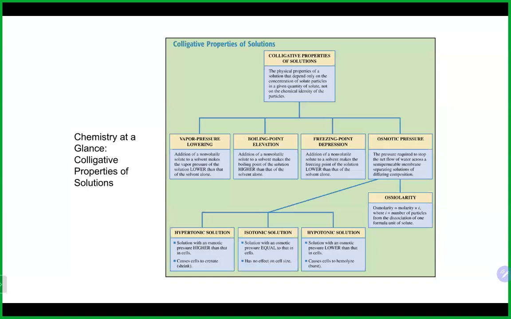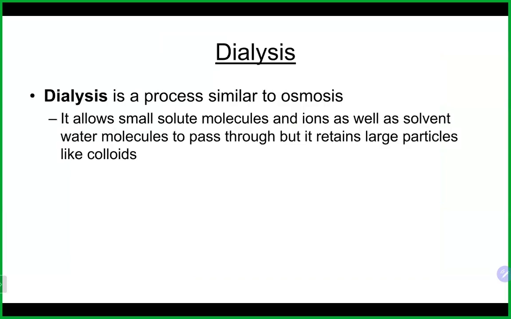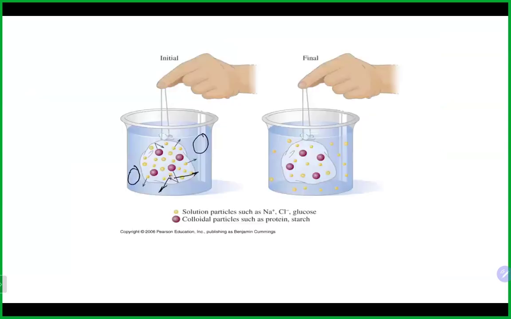Little flow chart from your book there. Dialysis is a process similar to osmosis that allows small solute molecules as well as ions and solvent molecules to pass through, but does retain larger particles like colloids. We do some dialysis in a bag, for example, and also kidneys do some dialysis to get rid of some waste products. But here in a dialysis bag, you can put a bunch of stuff in, and again, it has small holes.